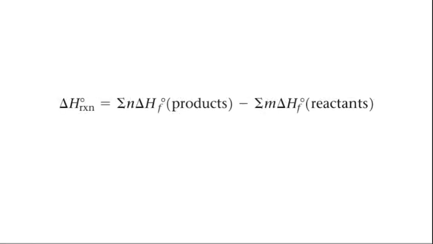We can break down any reaction into the formation reactions. By doing so, we obtain this equation. This means that the standard enthalpy change of a reaction is the sum of the standard enthalpies of formation of the products minus the standard enthalpies of formation of the reactants. This will be the equation that we're using to find the standard enthalpy changes for different reactions.